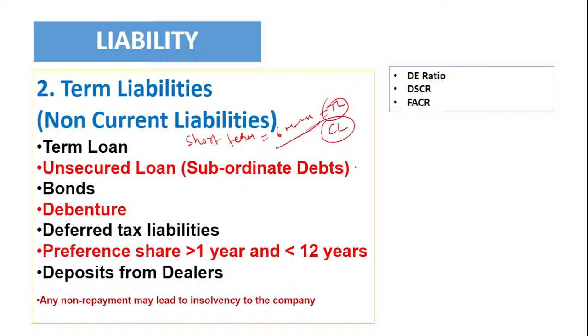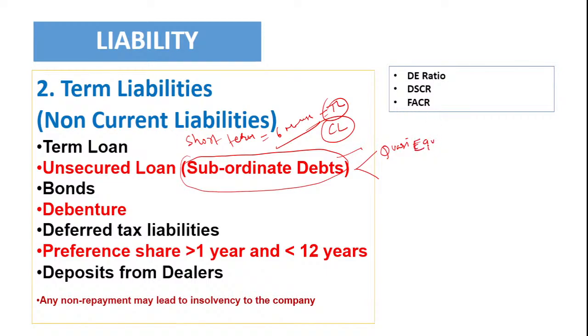Now coming to the unsecured loan. What is unsecured loan, friends? There are different financial institutions treating unsecured loan in different ways. Unsecured loan is also called subordinate debt, and this is also called quasi equity. Quasi equity.